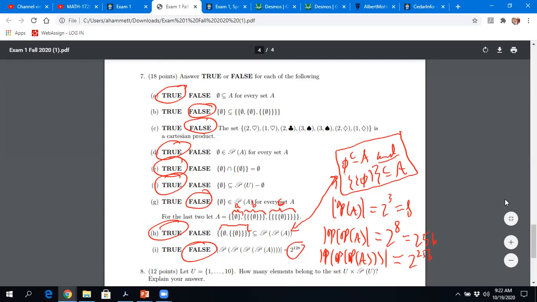Now what about G? Is the set consisting of the empty set an element of the power set of A for every A? Well, no, it's not, unless the empty set is actually an element of that thing. Is the set consisting of the empty set a subset of the power set of any set minus the empty set? By the way, this is sort of stupid, but this is really just the power set of U, yeah? If you subtract the empty set, that doesn't change anything. That's like subtracting 0 from a number, okay?